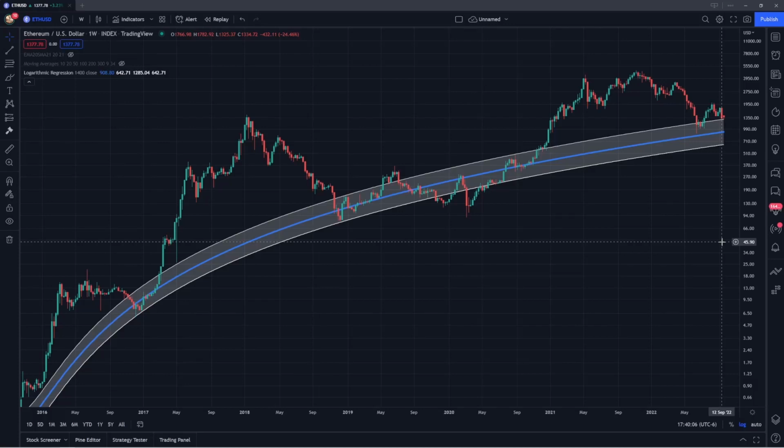Today I'm going to be providing a logarithmic regression curve analysis for Ethereum. So I'll be talking about this logarithmic function, how it's calculated, why it's useful, and my overall takeaways.